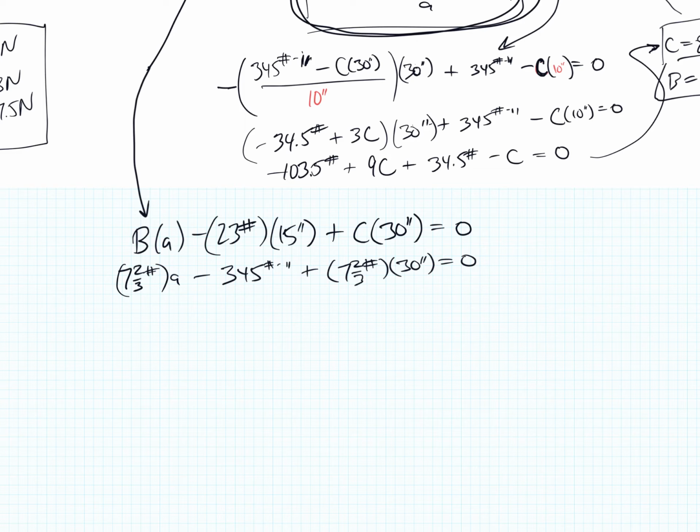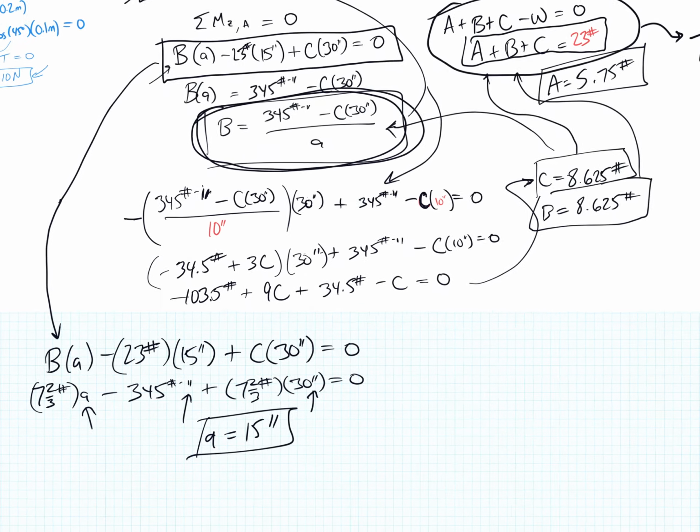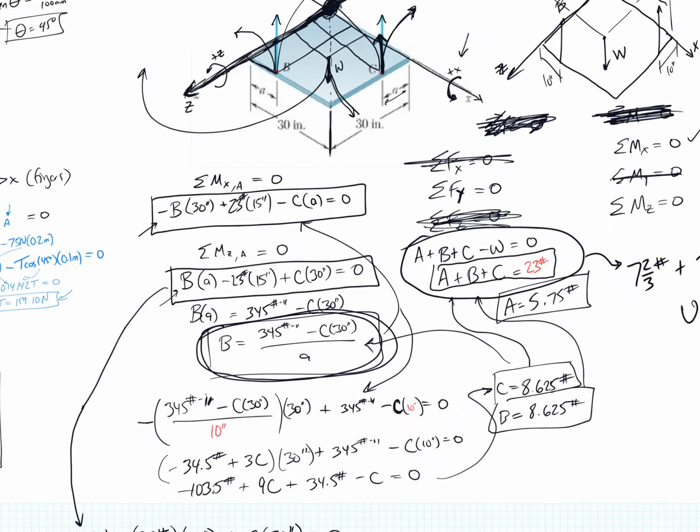Some negative number. We bring it over to the other side, so we multiply by the -1, and then we're going to divide by 7 2/3. Divided by 7 plus 2 divided by 3 equals 15. So A equals 15. And the units are going to be inches, because we got pound inches in all of these, so inches.